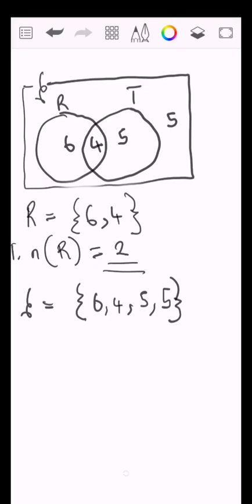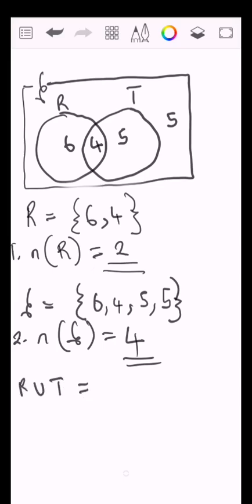So here now, kana takutsvaka the number of elements of the universal set is our number 2. It's just equal to 1 2 3 4. It's equal to 4. Yatogona kungoverenga here kungoti 1 2 3 4, 4 elements. Now is our number 3, tansitsvake the number of elements of R union T. So what is R union T?